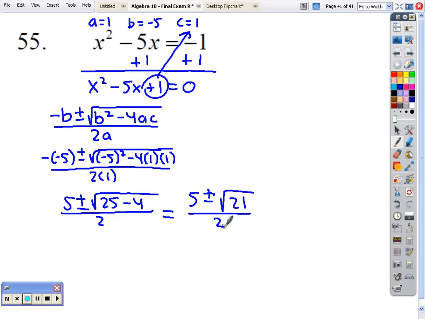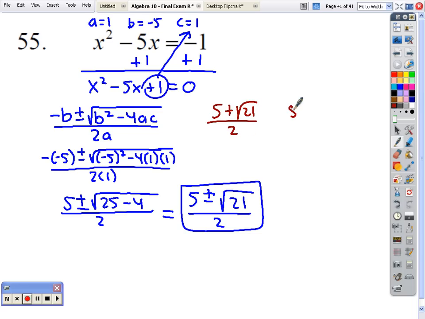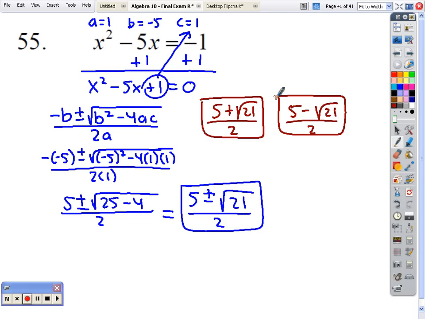And again, at that point, we can stop. We do not have to put it in. The square root of 21 is not a perfect number. Okay, it is not a perfect square, as they say. So that is fine. And you can also write the answers like this and say 5 plus the square root of 21 over 2, and then 5 minus the square root of 21 over 2. Okay? So those are the possible answers.